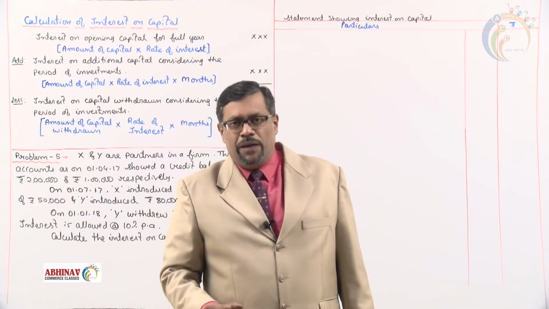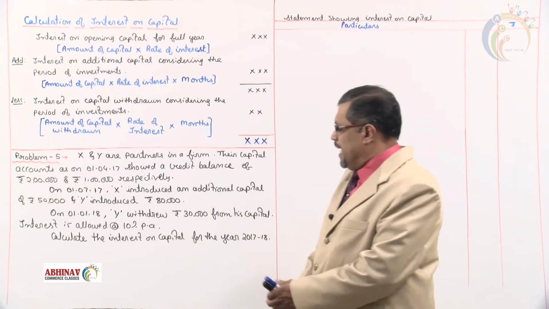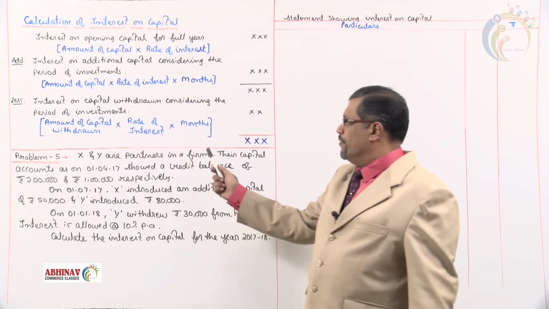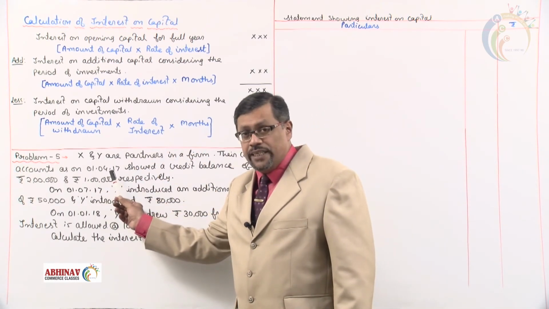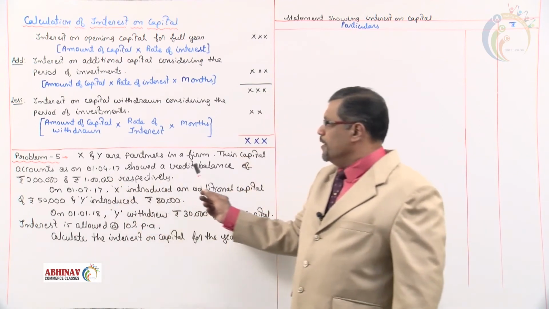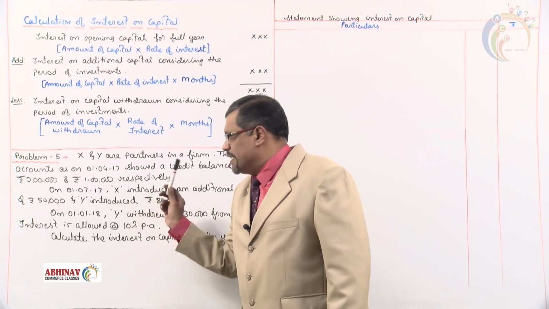Let us take up a problem and see how to calculate this. Problem number 5. X and Y are partners in a firm. Their capital accounts as on 1st April 17, the first day of the year, showed a credit balance of 2 lakhs and 1 lakh respectively.